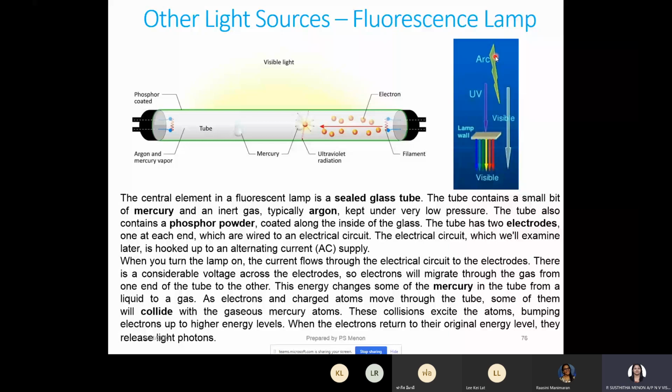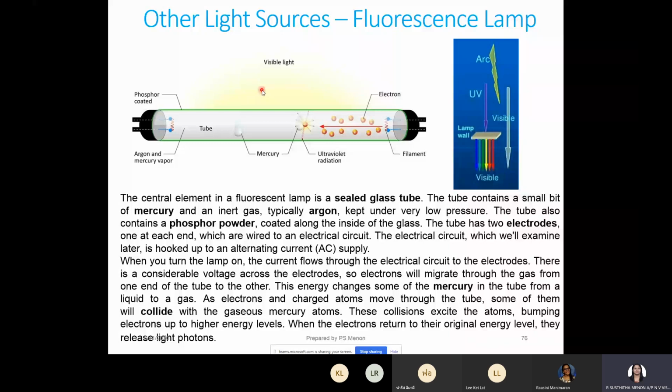So you have the electrons moving, they bump into the mercury, and then you get electrons with higher energy levels. When it goes to a higher level, it must come down to the normal level. When it's coming down, emission occurs. So when the electrons return to their original energy level, they release light photons. When it's emitted, it hits the phosphorus, and the phosphorus gives the fluorescent light. So this is a fluorescence lamp.